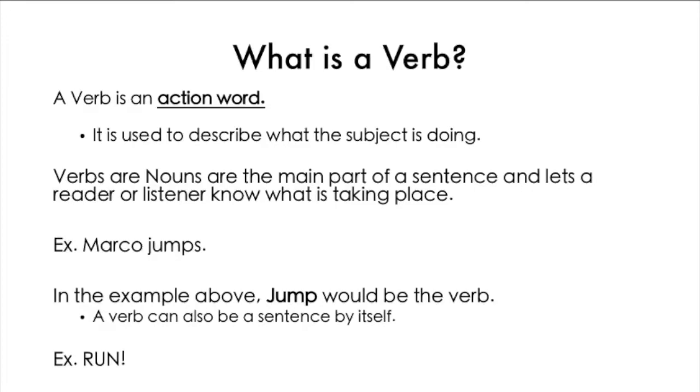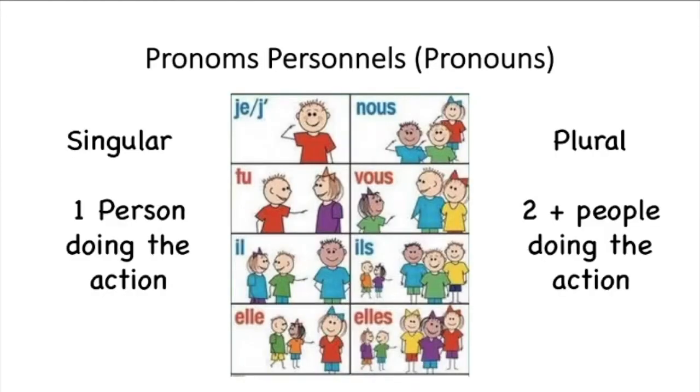What is a verb? A verb is an action word. It's used to describe what the subject is doing in a sentence. Verbs and nouns are the main part of a sentence and let a reader or listener know what is taking place. For example, Marco jumps. Marco in this sentence would be the subject, so it would be the noun, and jumps would be the verb. It's describing an action that Marco is doing. A verb can also be a sentence by itself. For example, run.